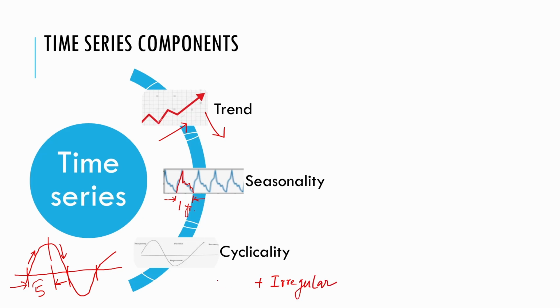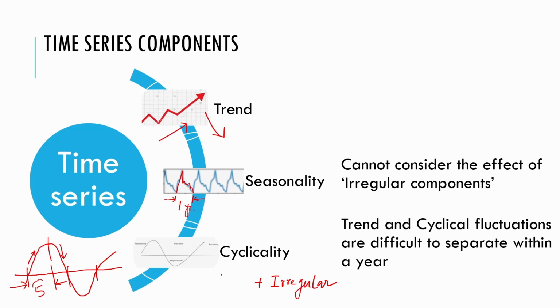Apart from these three, we had another component known as the irregular component of time series. First of all, we have to note here that we cannot consider the effect of irregular components in our analysis when we are considering time series decomposition. So then what remains is trend, seasonality and cyclicality.